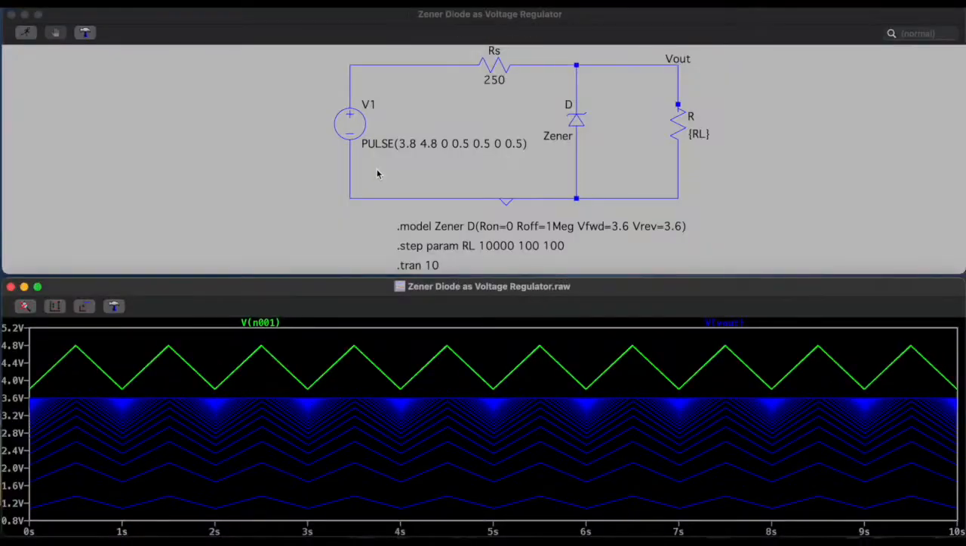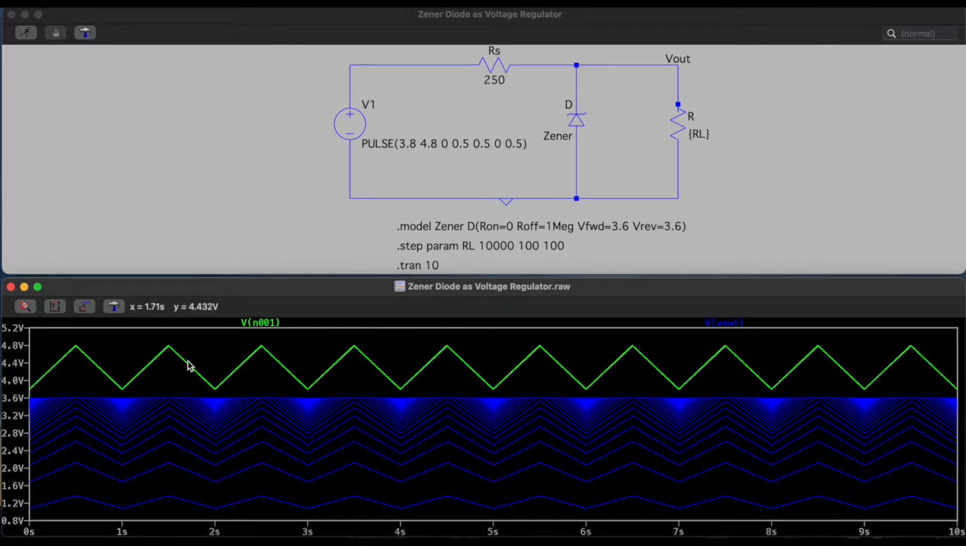This is the circuit on LTSpice software. This is my source voltage, this is my Rs resistance of 250 ohm, this is my Zener diode which has a reverse voltage of 3.6 volt, and this is my RL load resistor which has a variable resistance from 10,000 ohm to 100 ohm in steps of 100 ohm. So this is my output wave of this circuit.